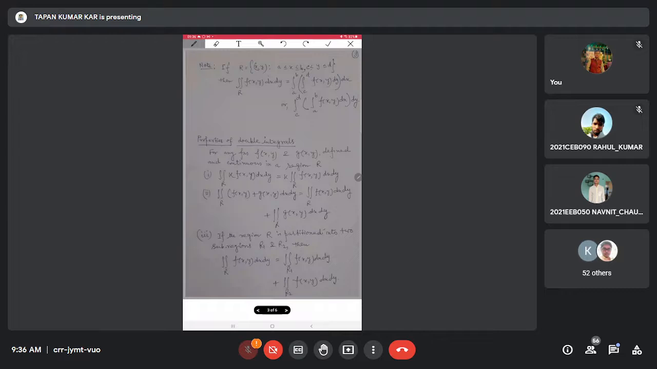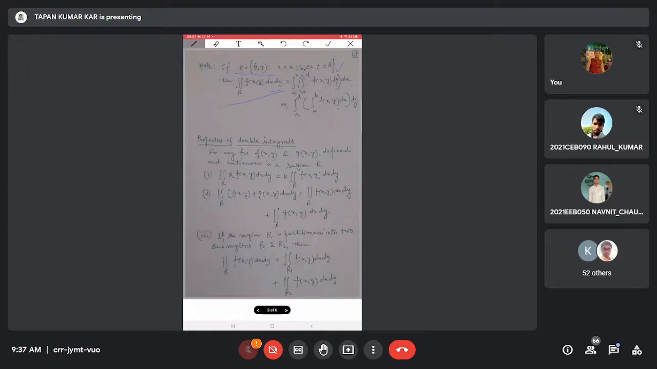Okay, now if the region R is all (x,y) where x varies from a to b and y varies from c to d, in that case, look at this: the double integral over R of f(x,y) dx dy equals the integral from c to d of the integral from a to b of f(x,y) dx dy, or the integral from a to b of the integral from c to d of f(x,y) dy dx. It depends on you. Both are the same. This is for constant limits.